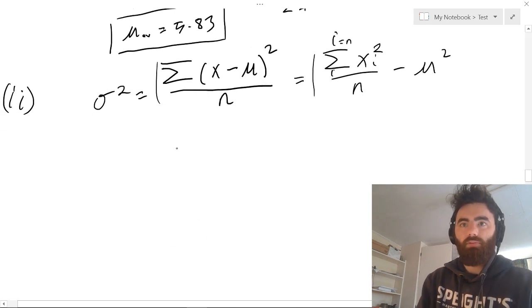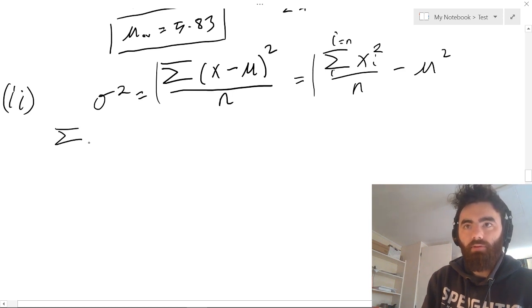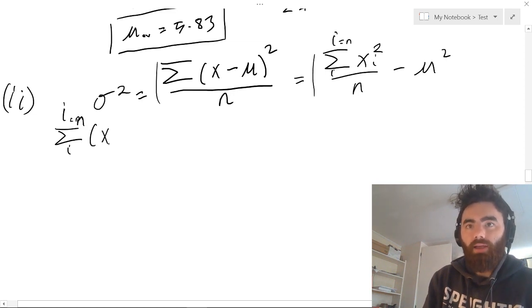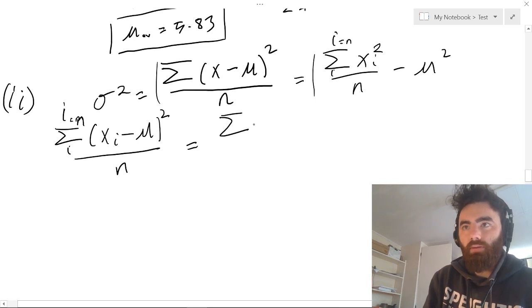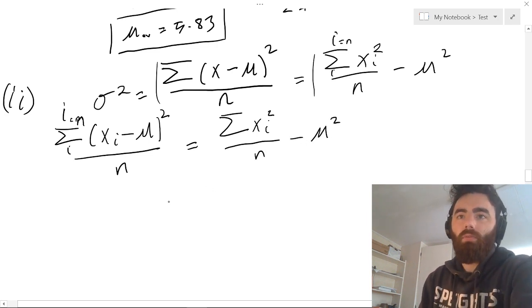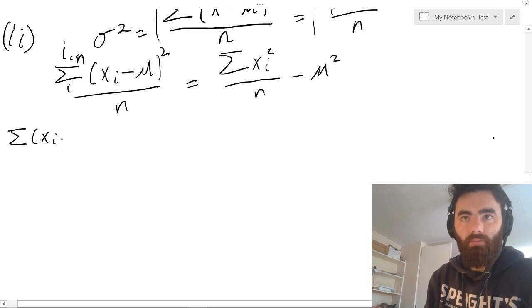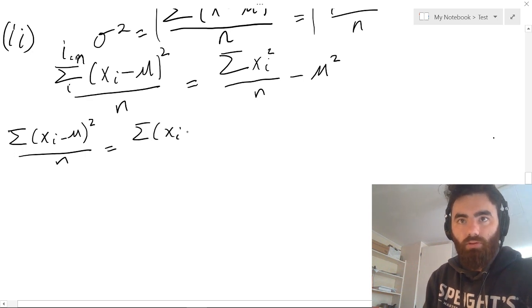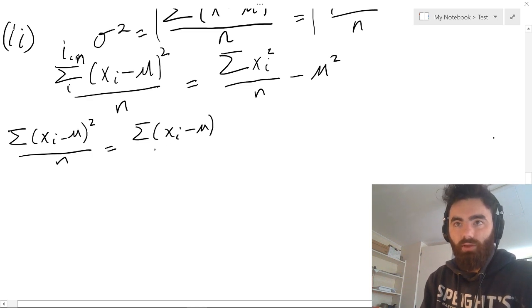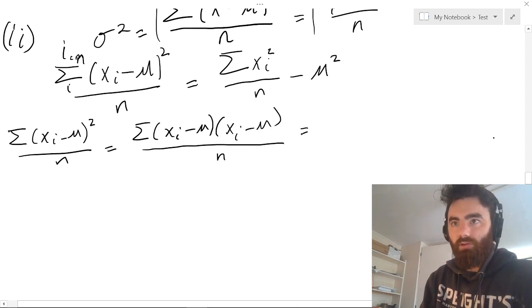Okay. So we've just assumed here that the sum from i equals 1 to n of xi minus mu squared over n equals the sum of xi squared over n minus mu squared. Let's show why that is. So we have the sum of xi minus mu squared over n. Don't just take things for what they are. Say, why is that? Where does that come from? Do things like this. It's really good for your learning.